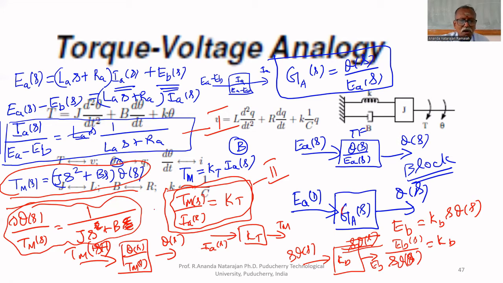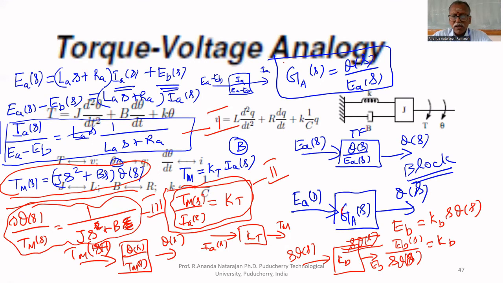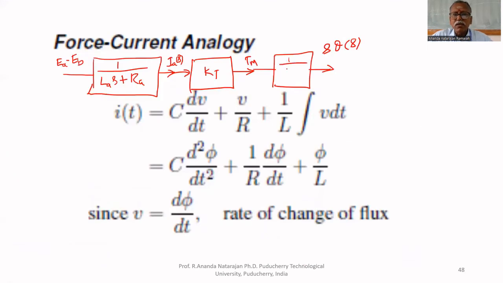Now, this is the third block. Bring that third block there. What is the input? TM is the input. Output is S theta of S. What is the transfer function here? 1 upon Js plus B.